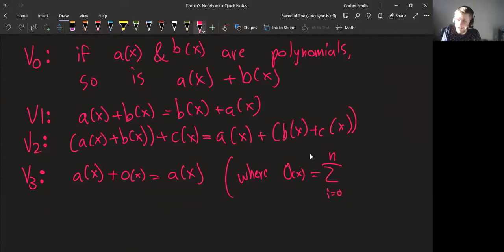0 of x makes it look like 0 times x. I know. You're just going to have to bear with me. I'll just call it O of x. You know what? Okay, O of x, but all of its coefficients are 0. That's the 0 polynomial.